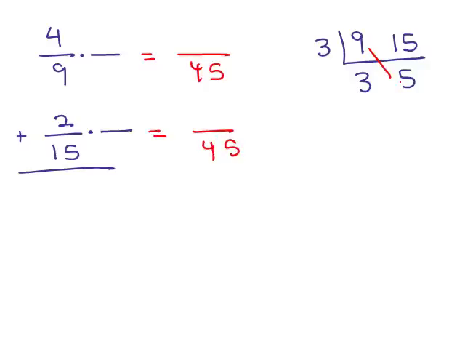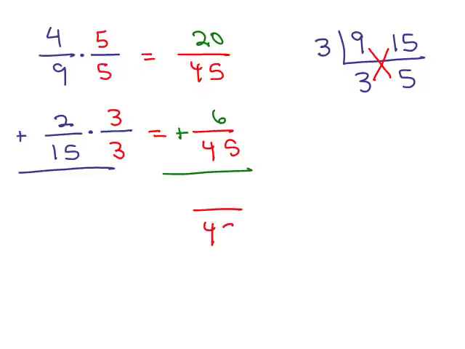And you know it's 9 times 5, so you know to do the 9 times 5, and for 15 you're going to multiply by 3. So what do I get? On the top, 4 times 5 is 20, and 2 times 3 is 6. So now I'm going to add those fractions together. I have the same denominator, so it's going to be 45ths, and 20 plus 6 is 26.